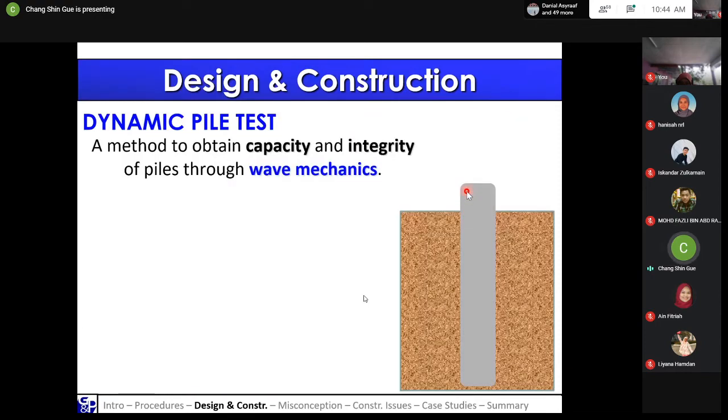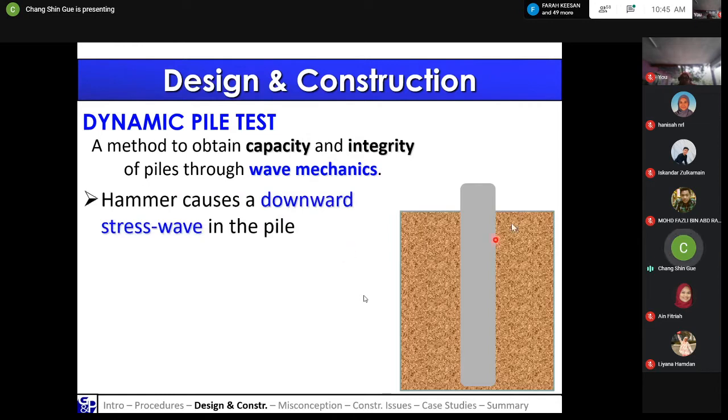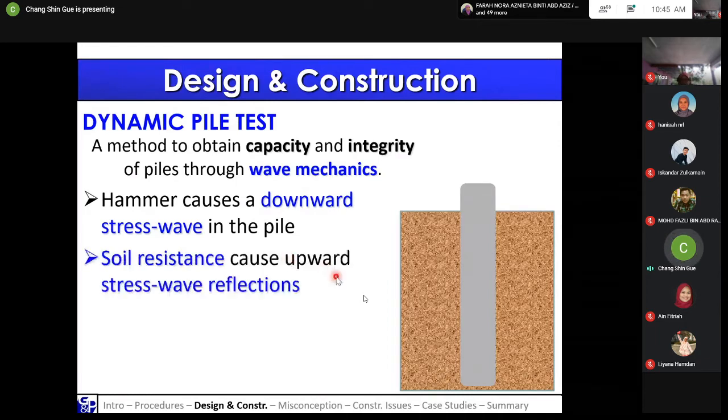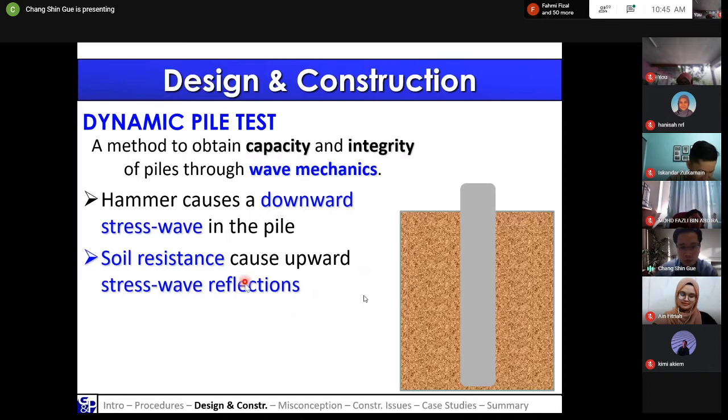Now the other one is the dynamic pile test. So this is quite different from the static load test or your maintained load test. The dynamic pile test is a method to obtain capacity and integrity through wave mechanics. So basically you will hit the pile with a hammer, which causes a downward stress wave into the pile, and the soil resistance will actually give you an upward stress wave reflection.